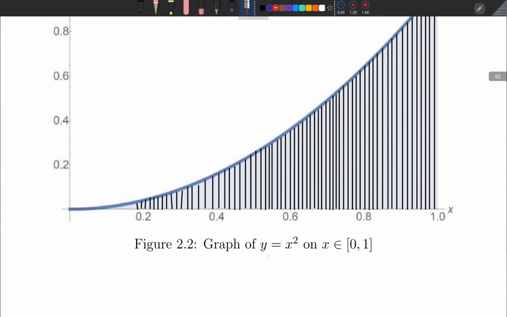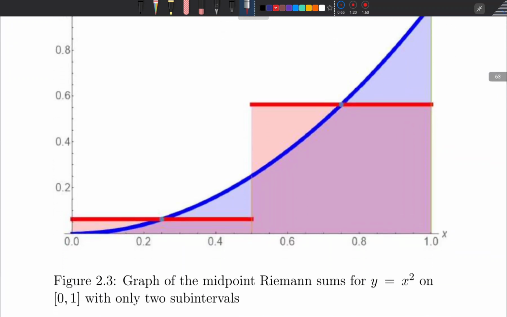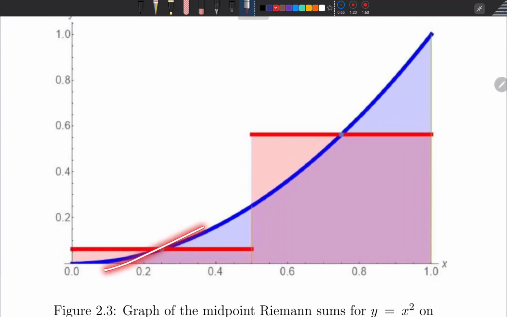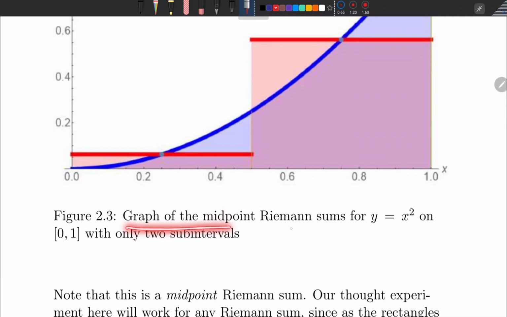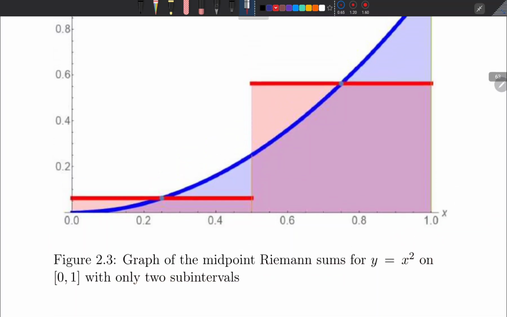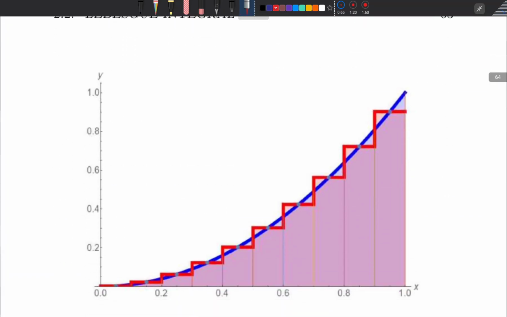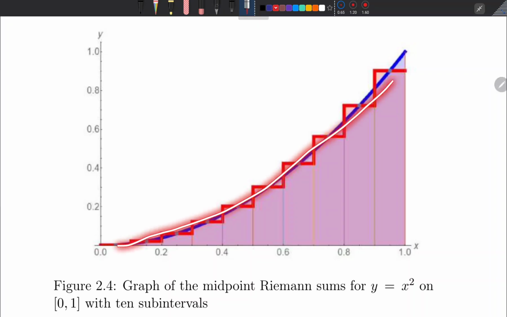This curve is for x squared, in the interval of 0 and 1. Just take a look at this. This is what I was talking about: the graph of the midpoint Riemann sums for y equals x squared with only two subintervals. It's easy to understand all these things. It looks something like stairs, right?